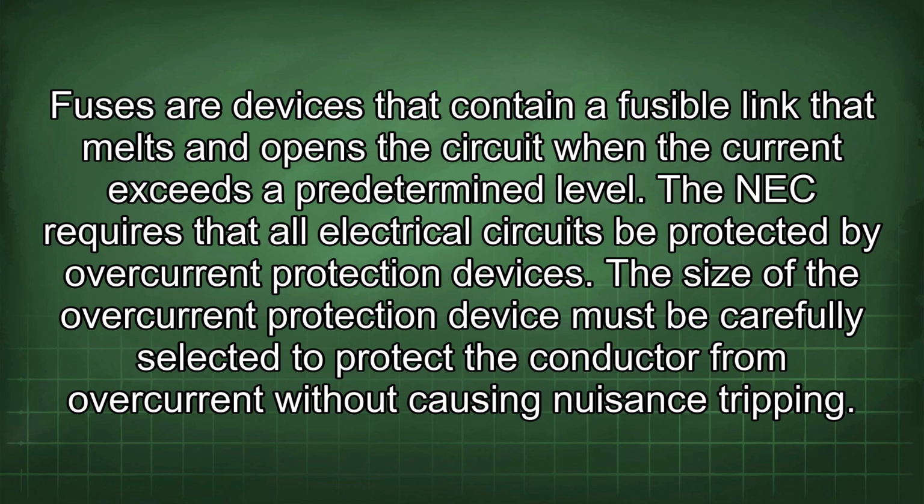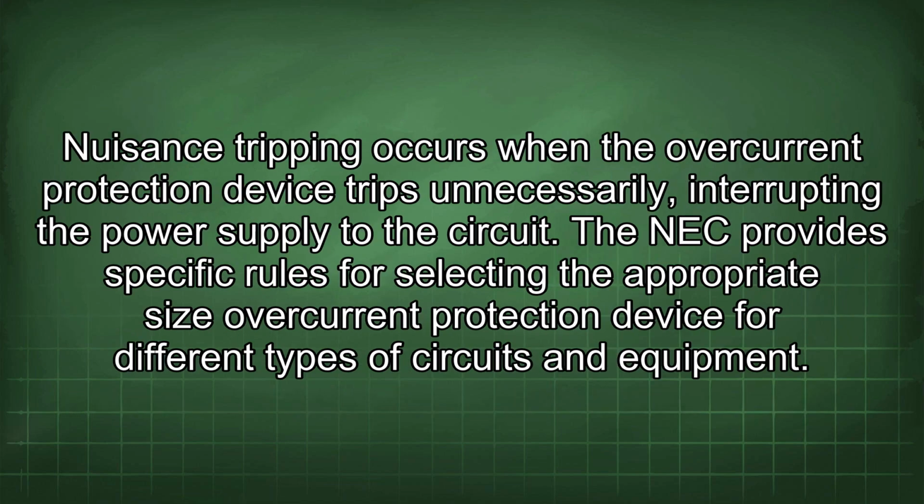The size of the overcurrent protection device must be carefully selected to protect the conductor from overcurrent without causing nuisance tripping. Nuisance tripping occurs when the overcurrent protection device trips unnecessarily, interrupting the power supply to the circuit. The NEC provides specific rules for selecting the appropriate size overcurrent protection device for different types of circuits and equipment.